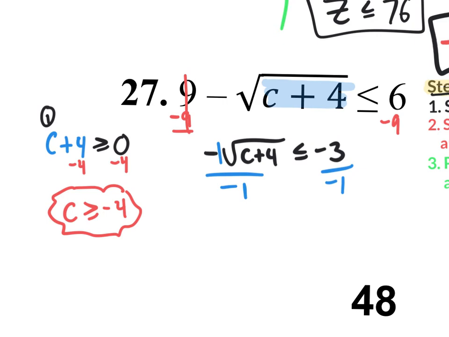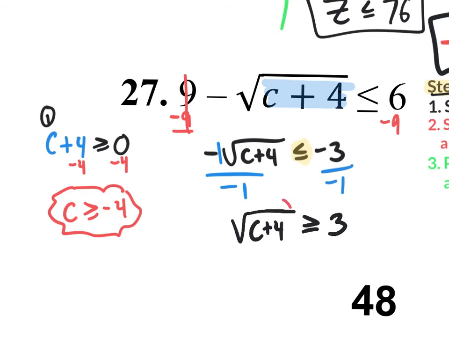And this is our last step on isolating the radical. And whenever you're solving an inequality on your last step, if you happen to multiply or divide by a negative, you have to flip the inequality symbol. So this guy right here is going to have to be flipped because I divided by a negative 1. So what do I have now? I have the square root of c plus 4 is greater than or equal to positive 3.